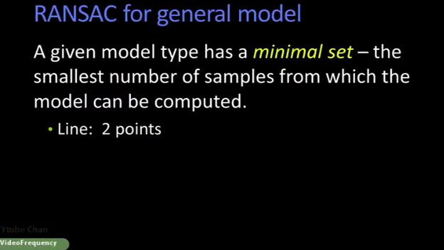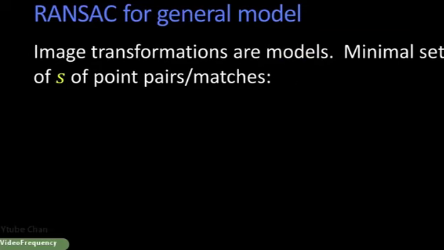Any given model type, whether it's a line or a transform, has what's known as a minimal set. The minimal set is the smallest number of samples from which the model can be computed. So for a line, how many points is that? Well, 2. But what about transforms, when we're transforming one image to the next? Image transforms are just models. So what is the minimal set for our different transforms? Well, first of all, what are we sampling from? We're sampling from proposed matches, corresponding pairs of points.